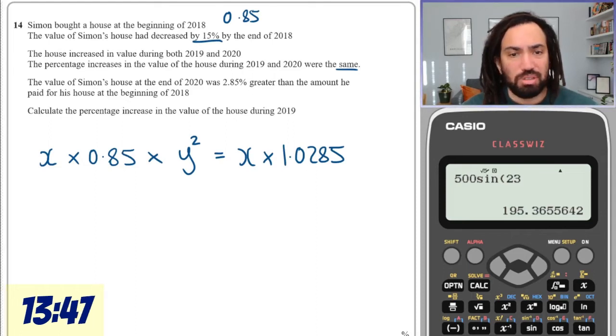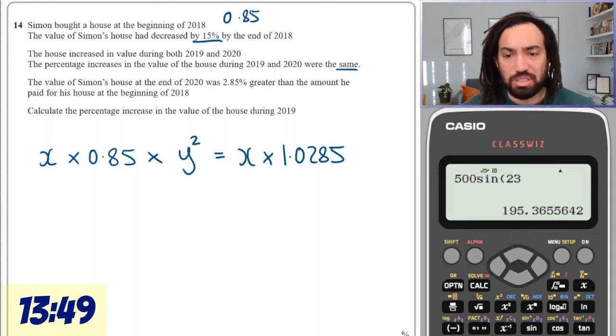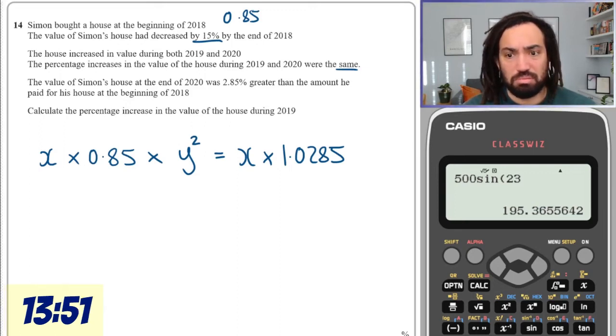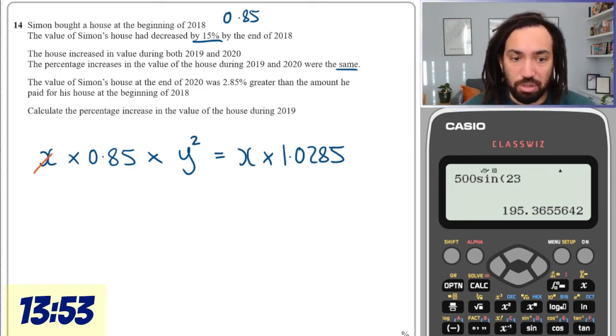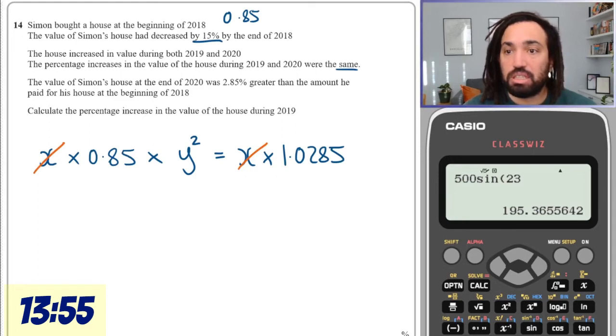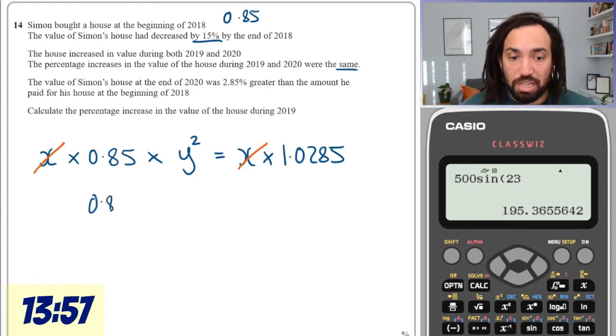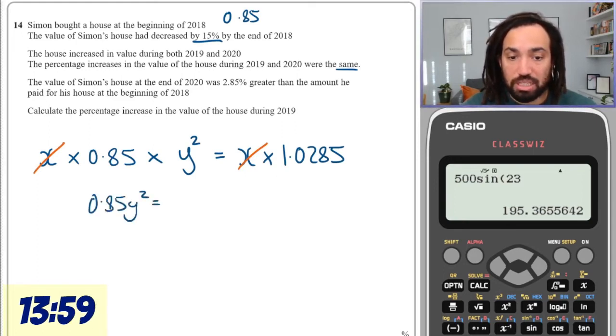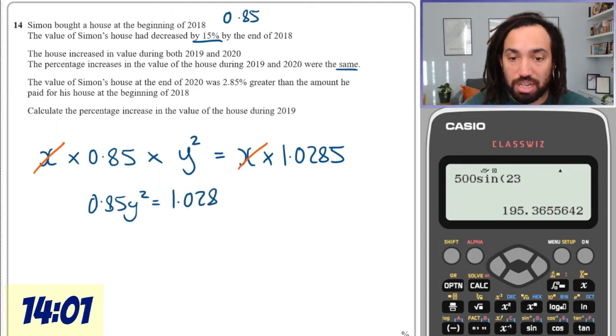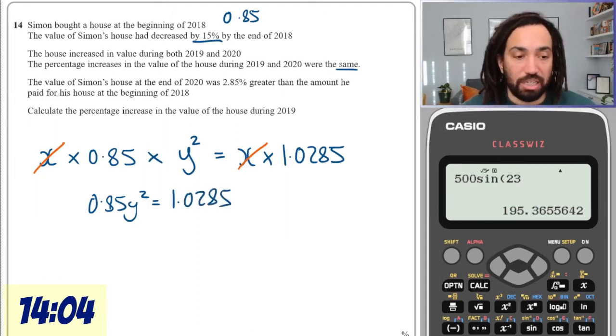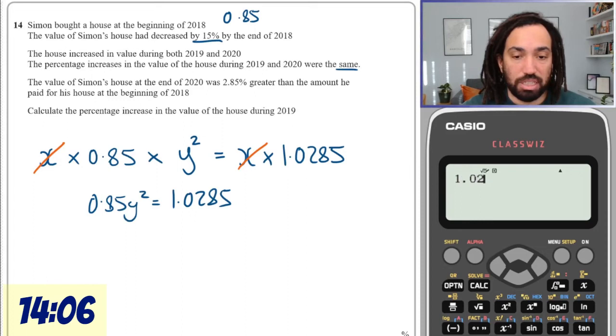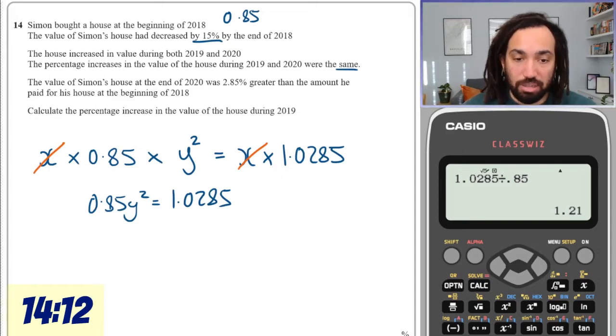Oh my gosh, what? Oh, I got this wrong. I can't. Can we solve this? Oh, of course. Yes, we can, because we could divide both sides by x to cancel that out. So we get 0.85 y squared is equal to 1.0285. Big panic there. I thought I just had no idea what I was going to do, but it came to me. So we're still on track, and that's a lovely number.